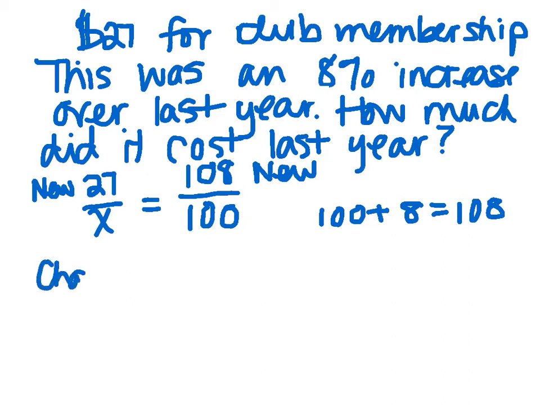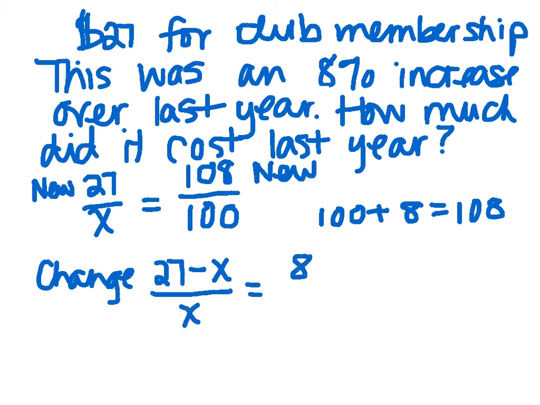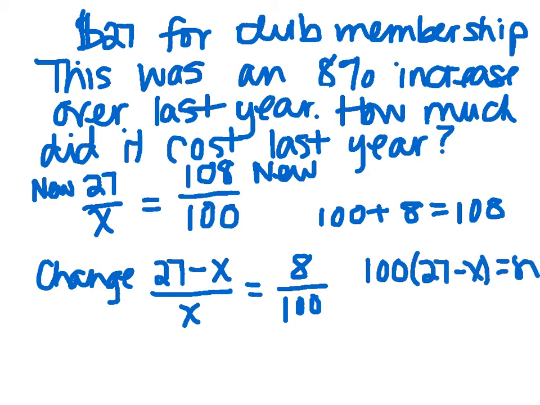If I were to compute the change, that would be the 27 that it is now minus the original, because that's how we figure out the change. And since it's gone up, the 27 will go in front, over the original is equal to 8 out of 100. And this would be 100 times 27 minus x is equal to 8x. Either way, you're going to find out that x is equal to 25.